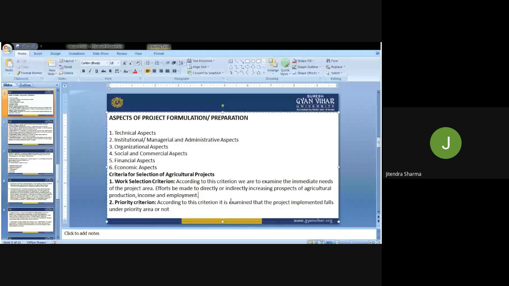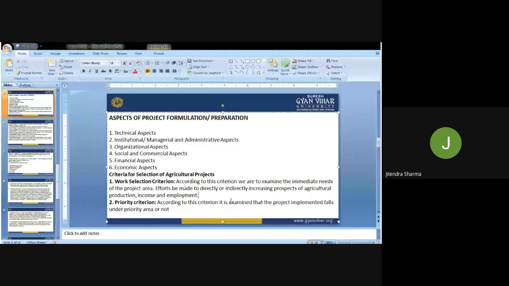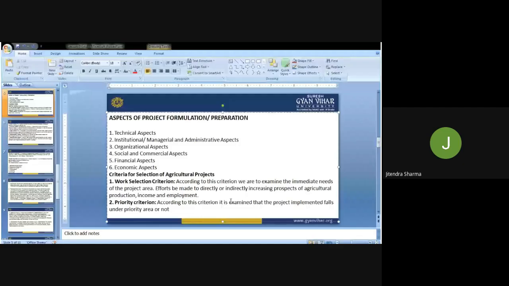Then priority criteria. According to this criteria, it is examined whether the project falls under the priority area or not. That is very important. Even when we are providing employment opportunity to people, we have to prioritize what kind of activity we design in a particular area, because priority selection is very important while we are formulating the project. So these are all very important things.